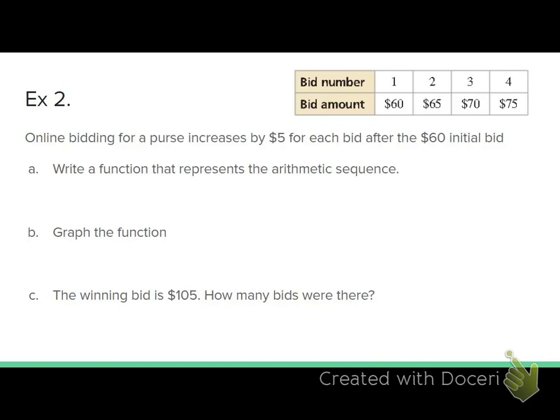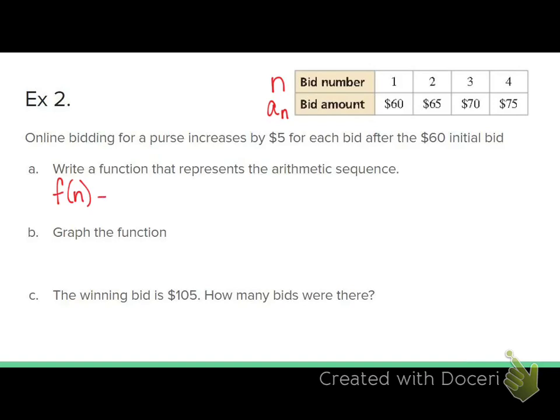Online bidding for a purse increases by $5 for each bid after the $60 initial bid. Write a function that represents the arithmetic sequence. This is not a whole lot different from what we were just doing. Instead of an a sub n, we'll write it with f of n. This top row here, normally we would think about it like our x's. Now instead, these are our n's, the position numbers. Which means down here, these are our a sub n's, or the actual value that you get, the term.